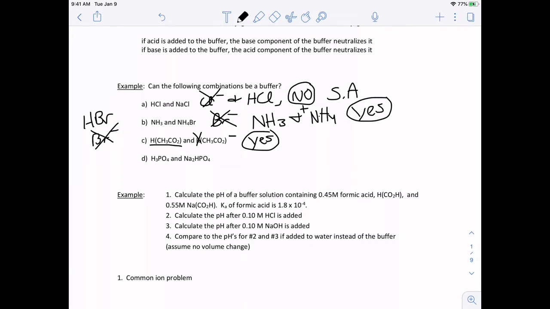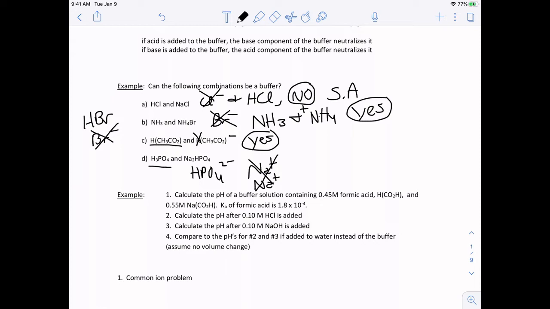The next one, I have phosphoric acid and Na2HPO4. Because I have sodium, I have two of them. That means our HPO4 has a 2 minus charge because I have two sodiums. And remember, our net charge has to equal 0. So -2 on my conjugate there. These sodiums I don't care about. So I have H3PO4 and HPO4 2 minus.